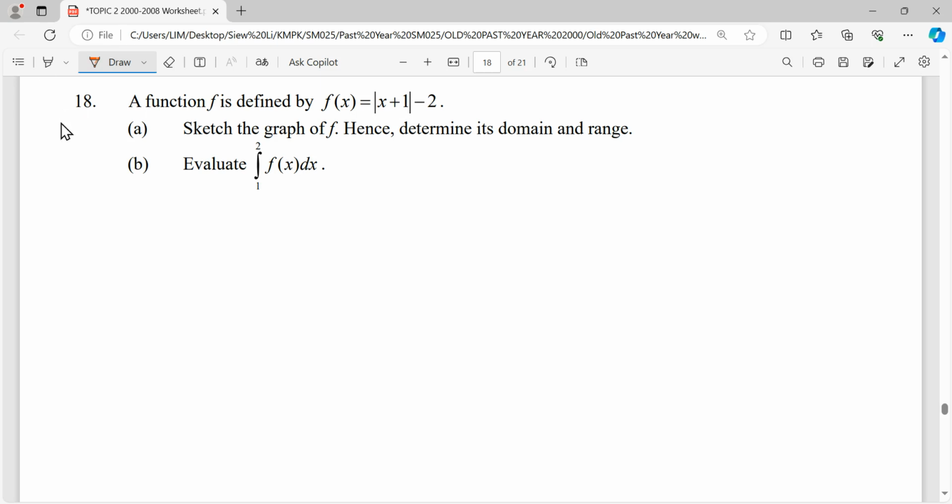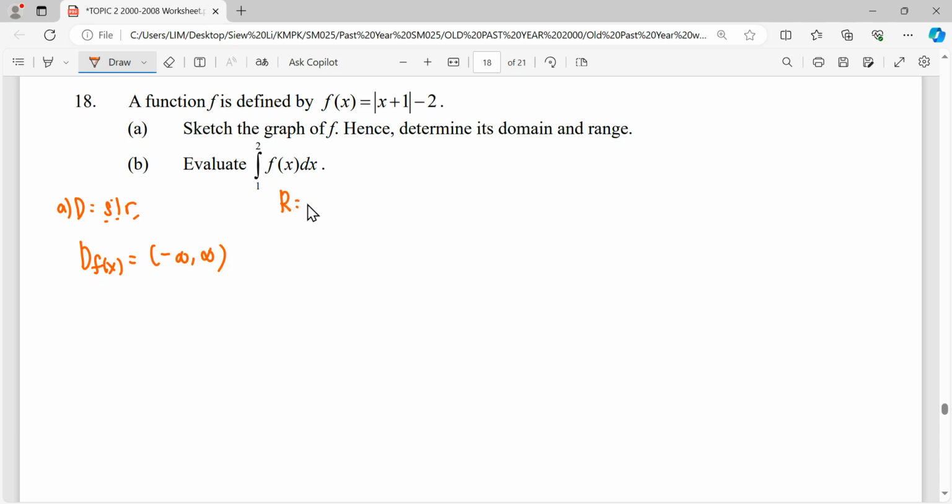Starting from the domain, we remember DSLR: surd, log, and rational. Which means this function, the absolute function, is not our special case. For the domain of f(x), we get negative infinity up to infinity.